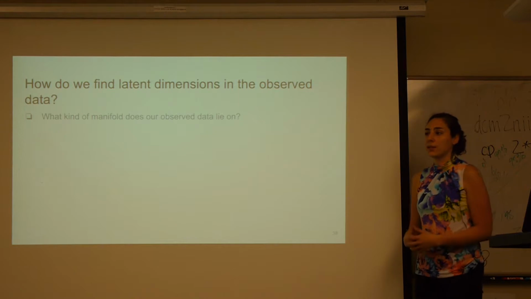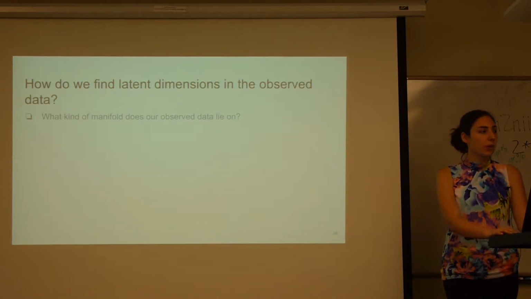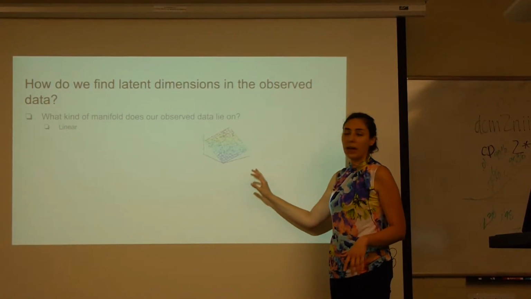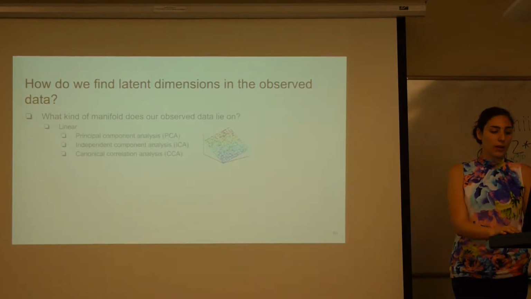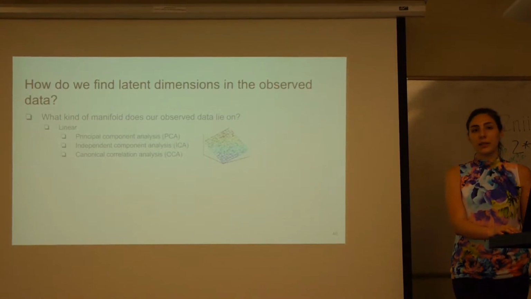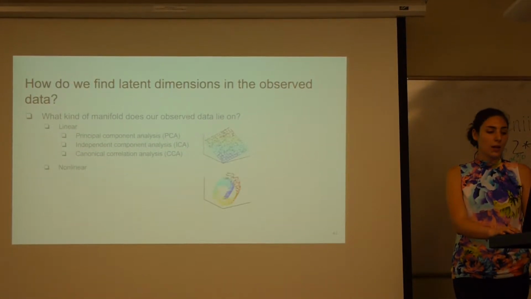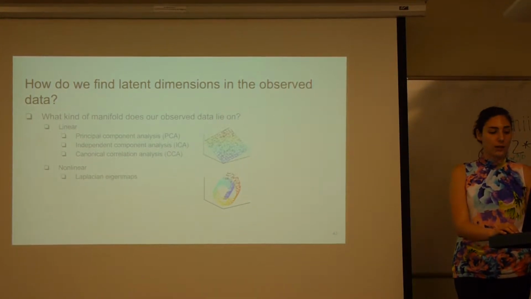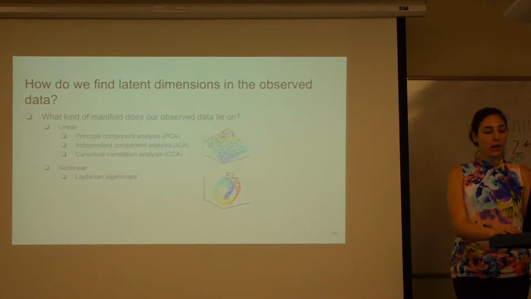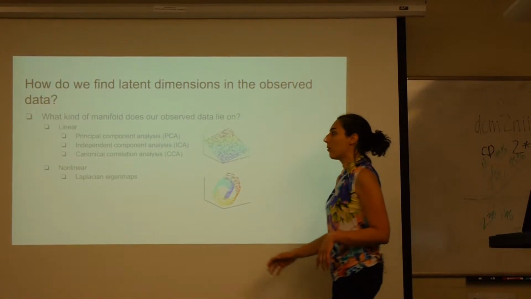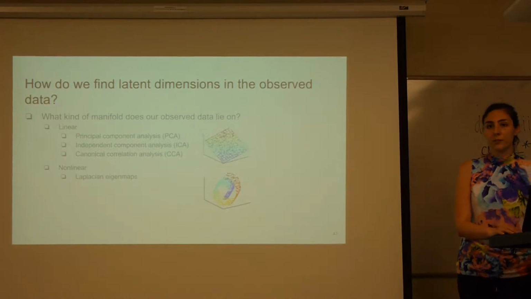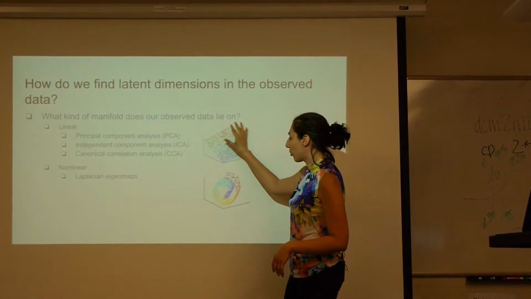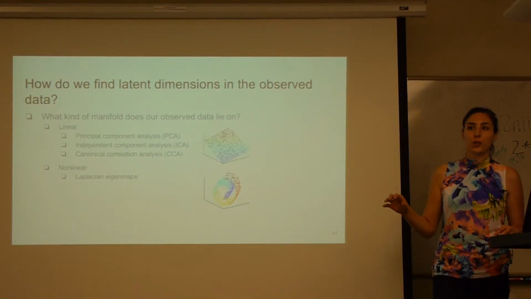So how do we actually find these latent dimensions? First, we need to ask ourselves, what kind of manifold does our observed data lie on? So does our observed data sort of look like it lies on a hyperplane, so it's more linear? If that's the case, then we use these linear dimensionality reduction techniques. If we think it's nonlinear, so it looks, let's say, like a Swiss roll, we can use nonlinear techniques such as Laplacian eigenmaps. There's also other different ones, a lot of them come from the linear methods and are extended to nonlinear methods. Any questions about this? So our observed data lies on sort of this manifold, and then we try to find the latent features that underlie this observed data.